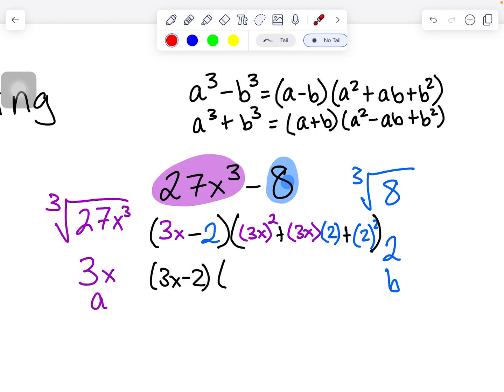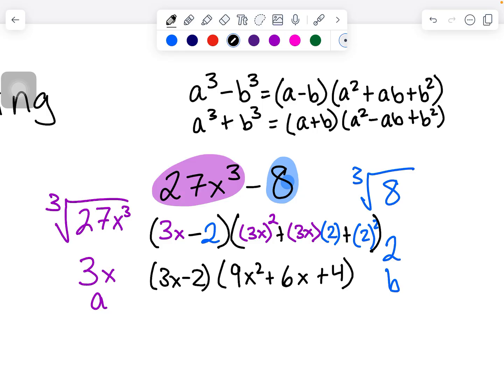Now, I want you to be careful. When we talked about this the first time, a lot of people only squared the x portion of this a squared part. When we are squaring a, if we have a number attached to our a portion, which we do in this case, you square all of a. So we're squaring the 3 and the x. So we'll have 9x squared. And then 3x times 2 is 6x, and then 2 squared is 4.